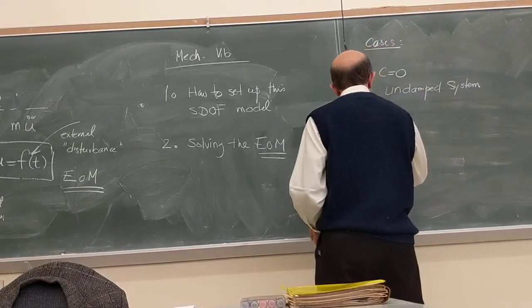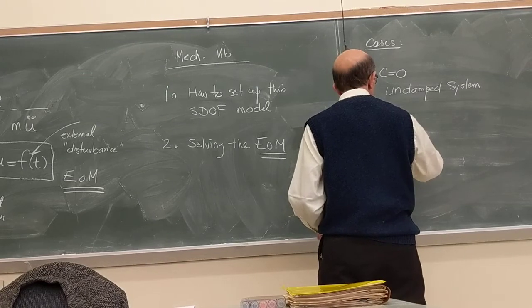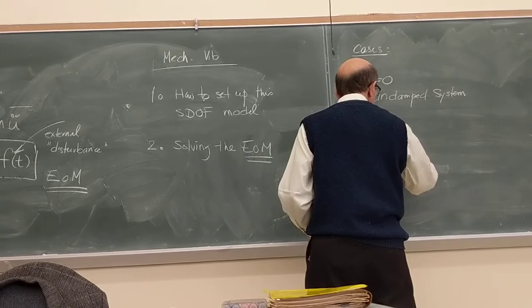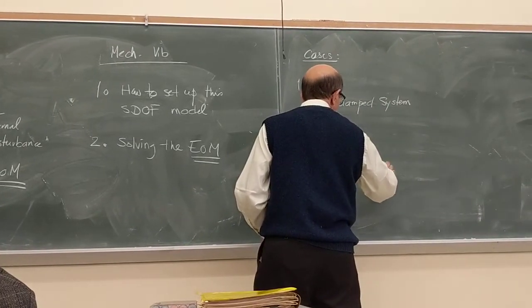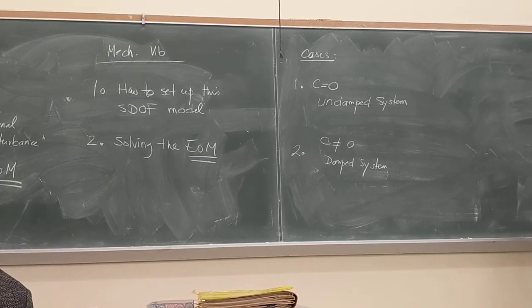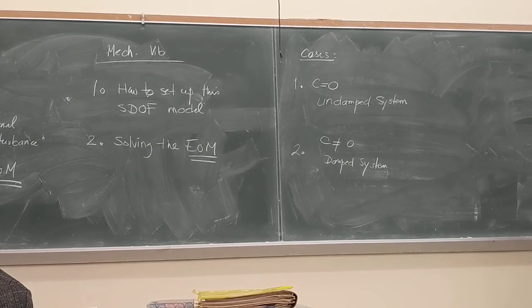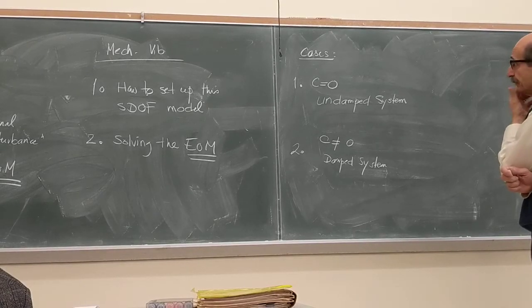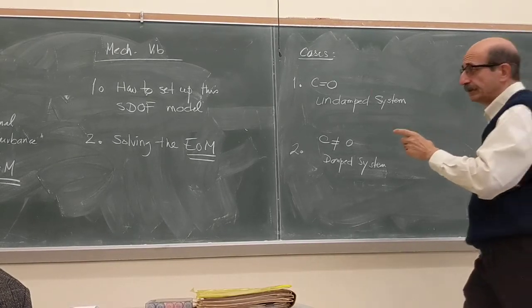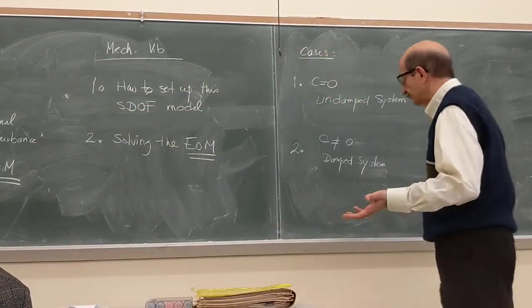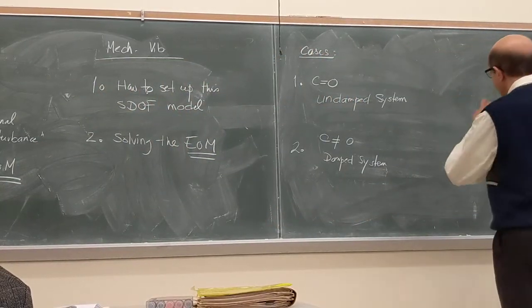Case 2, C is not equal to 0. So we call that a damped system. So we look at both cases, both situations where we need to set up the equation of motion. Then, depending on what we have on the right-hand side, we also have different categories. I briefly talked about that last time.